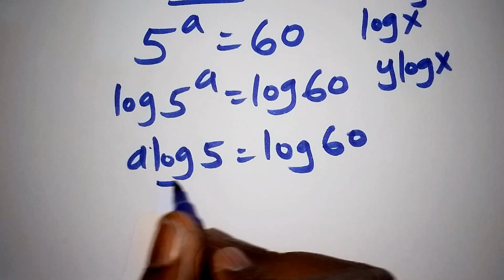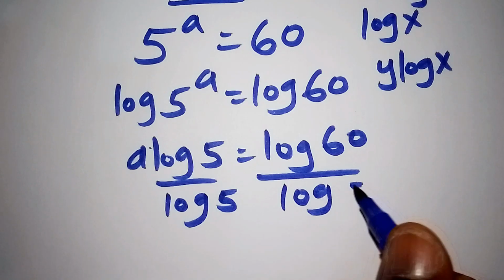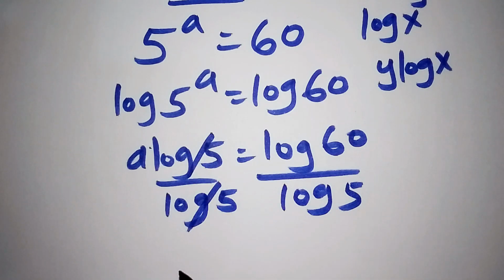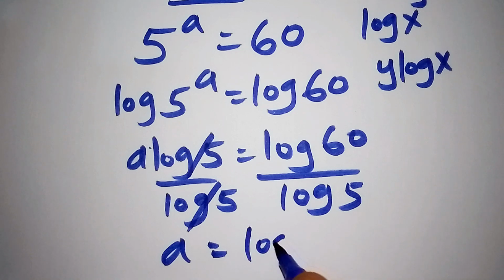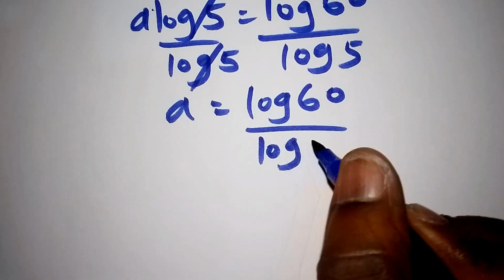Simple. Let's now divide both sides by the log of 5. Here also the log of 5, meaning that log 5 and log 5 cancel each other. So our value for a is now equal to the log of 60 all over the log of 5.